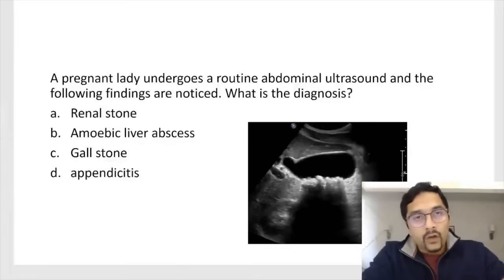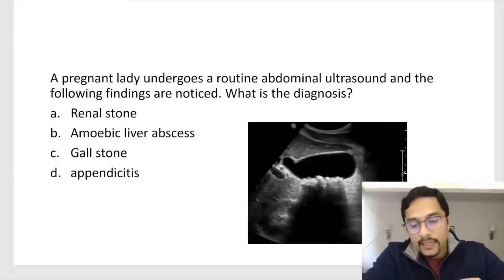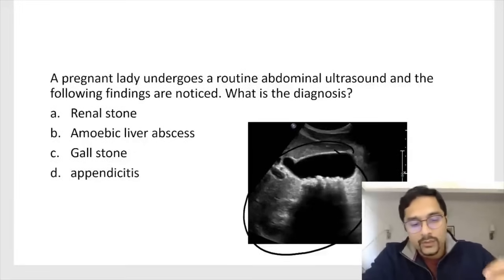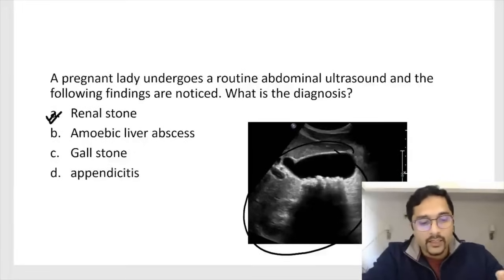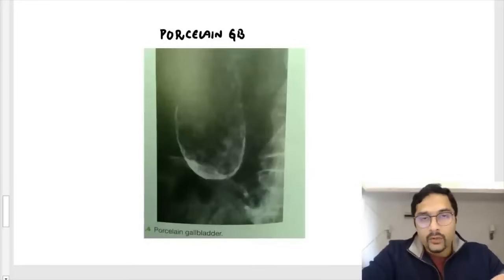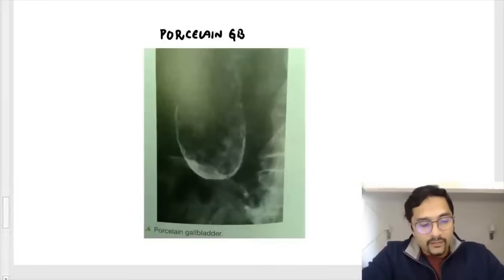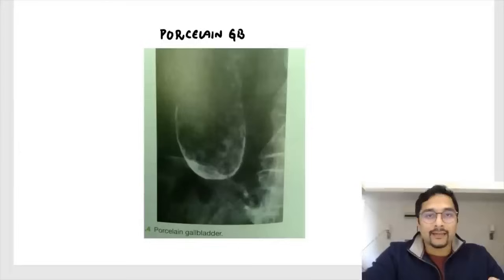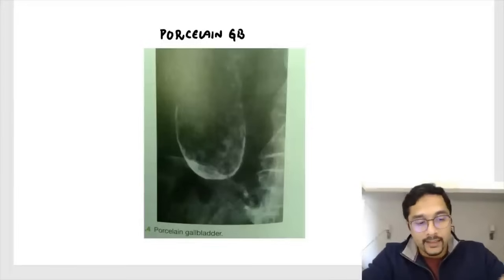Very important are gallstones. Invariably, gallstone questions are asked. Like I said, ultrasound is the investigation of choice. And you can see a shadow here, post-acoustic shadow. So we know we are dealing with gallstones. Porcelain gallbladder is when there is calcification of the wall of the gallbladder, and this can increase the risk of cancer in these patients.